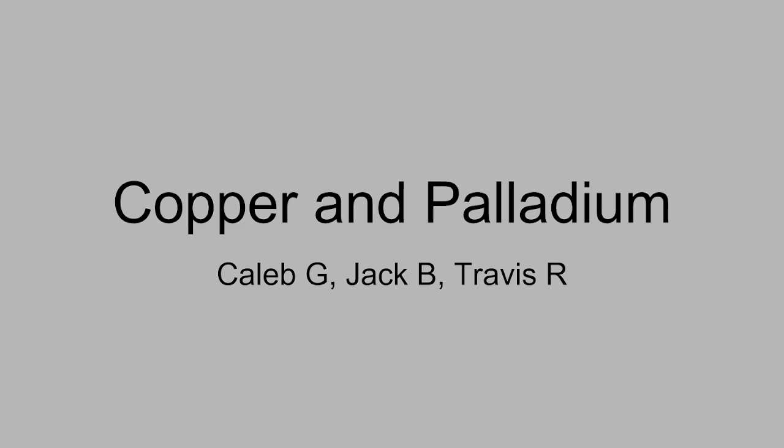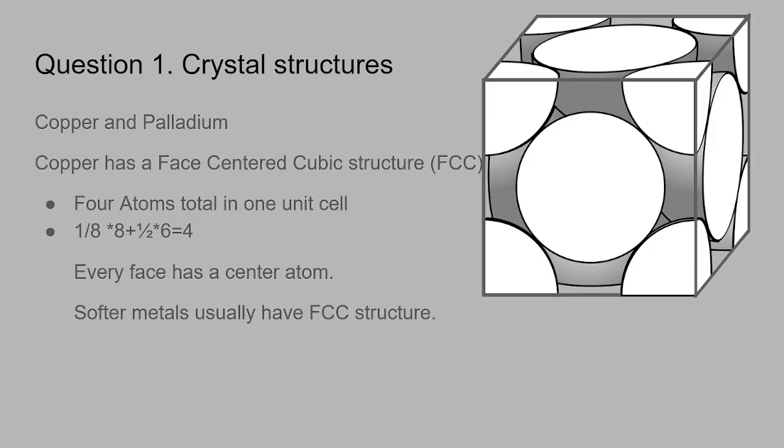This is assignment 2 for engineering materials. Our metals were copper and palladium by Caleb, Jack, and Travis. Alright, for our first question, it was finding the crystal structure of copper and palladium.